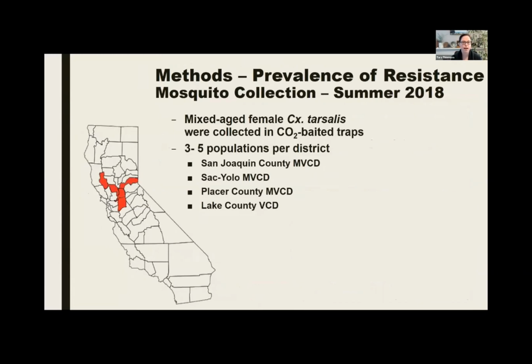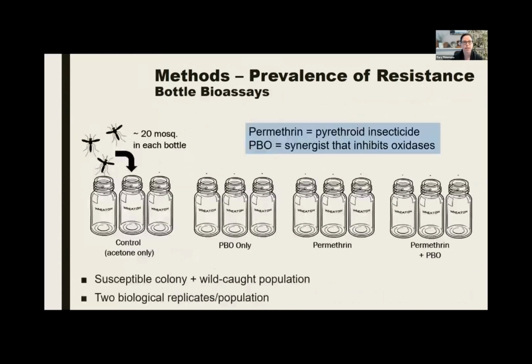We had about 3 to 5 populations per district, and there are those California districts that helped me out greatly with this project. For the bottle bioassays themselves, we had 4 categories of bottles. The control didn't have any chemical, just acetone only, which evaporates, leaving just the clean bottle. We had PBO only, PBO being a synergist that inhibits oxidases, one of those enzyme groups that I talked about. Permethrin only, and then permethrin plus PBO.